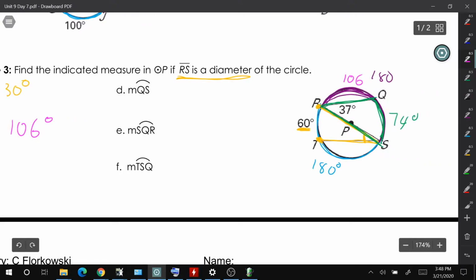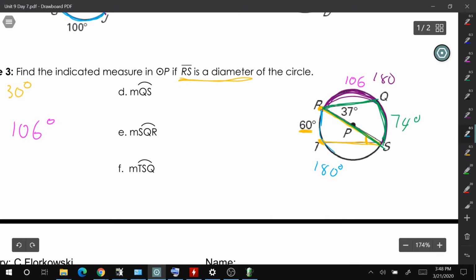The measure of arc TS. Okay, well, again, this whole blue one down here is 180. We know that this part right here is 60, so that means the part left over must be 120 degrees.